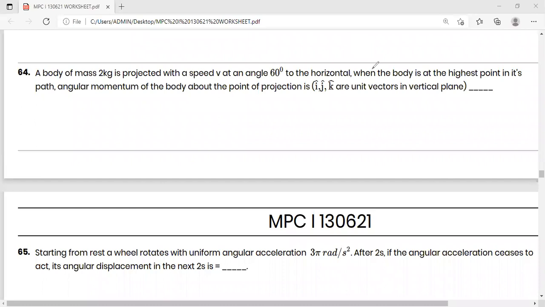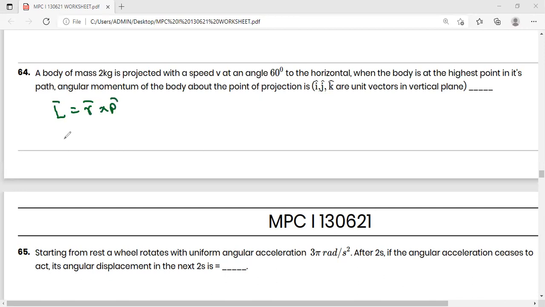Question number 64. A body of mass 2 kg is projected with a speed v at an angle 60 degrees to the horizon. When the body is at the highest point in its path, the angular momentum of the body about the point of projection is? Okay, here again the projectile path was taken. To calculate the angular momentum, it is nothing but r bar cross p bar only. So here you can write angular momentum L bar as r bar cross p bar.